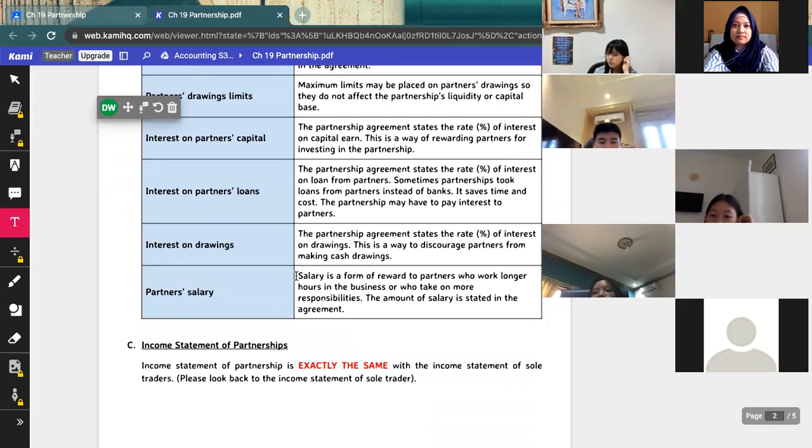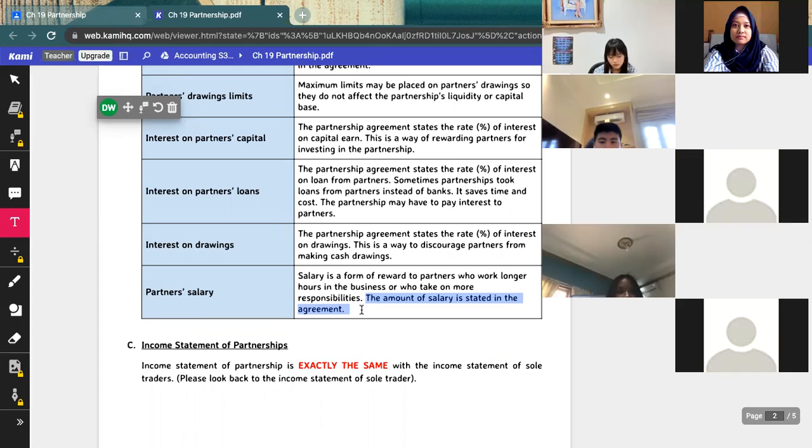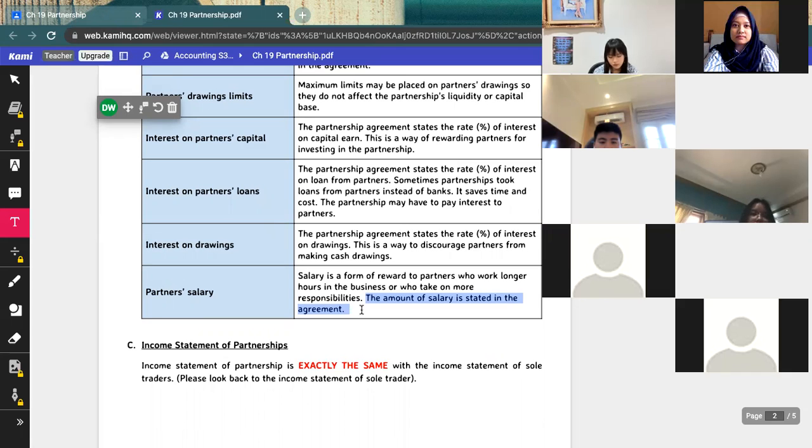Next, partners' salary. Now, salary is a form of reward to partners who work longer in the business or who take on more responsibilities. The amount of salary must be stated in the agreement. For example, still Kenya, Fisher, and Nicole. After 5 years, Kenya said, I don't want to run my business again. I just want to be the owner of the business. But Fisher and Nicole want to spend more time in the business. They want to also be workers inside the business. So Nicole has more responsibility, as well as Fisher, and their responsibility must be given with salary because they are working inside the business. Owners and workers as well.